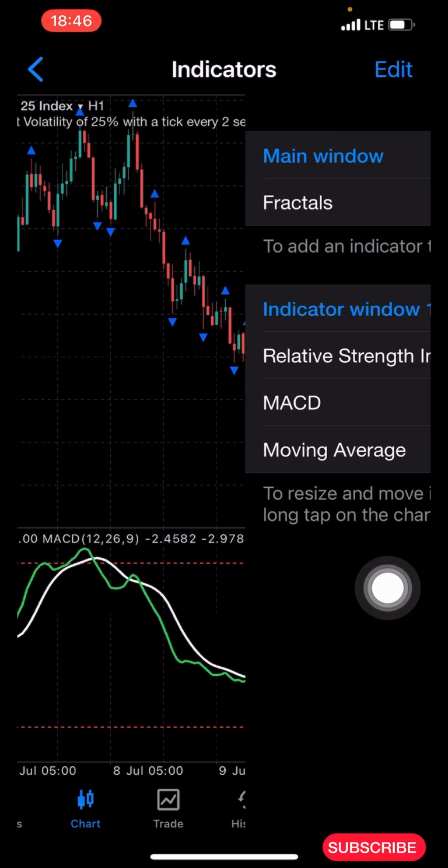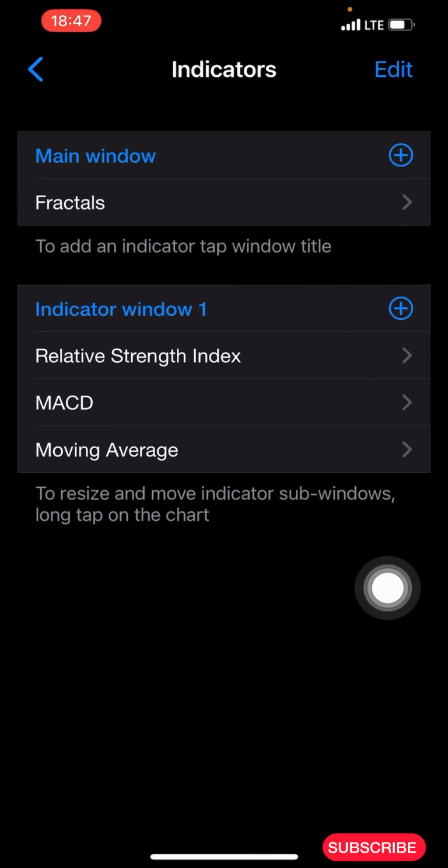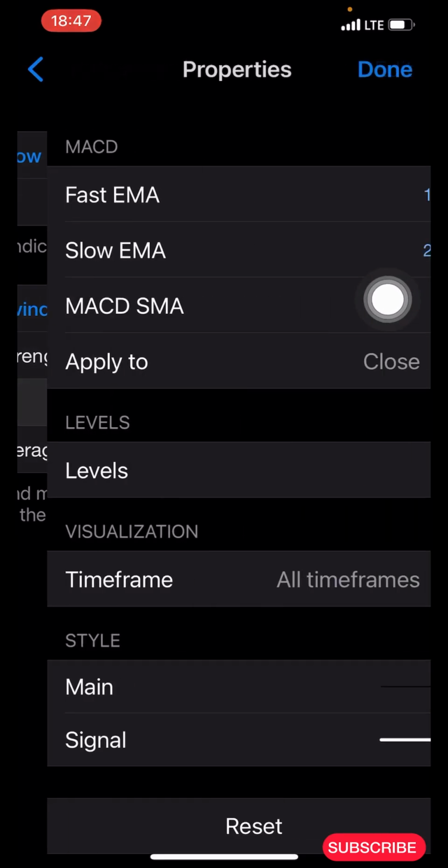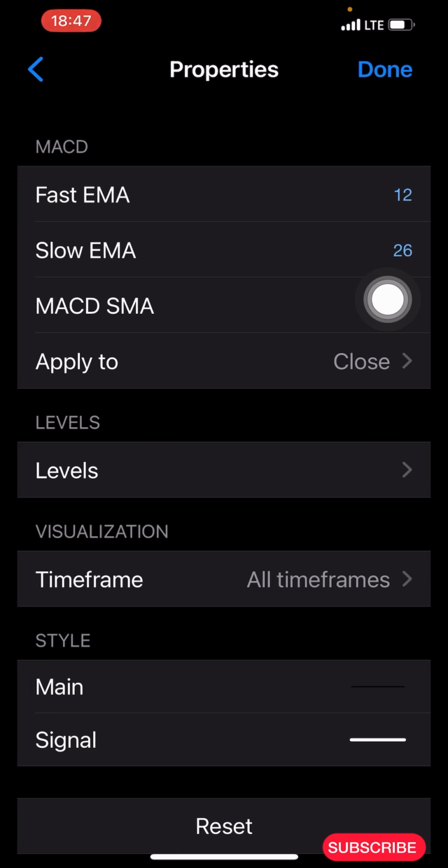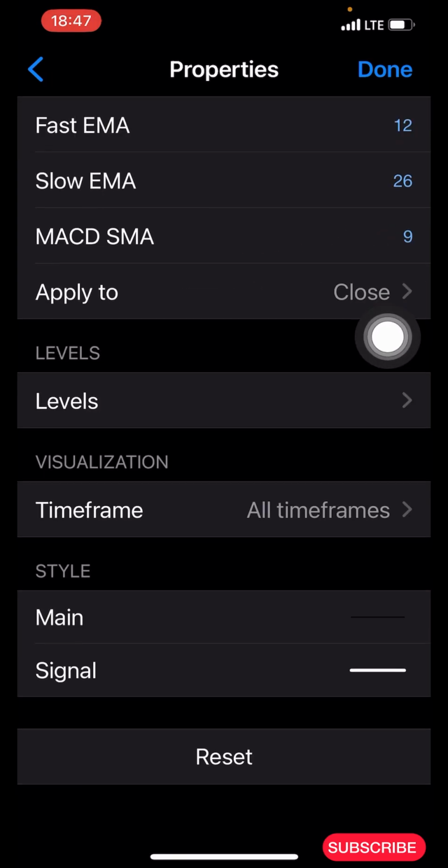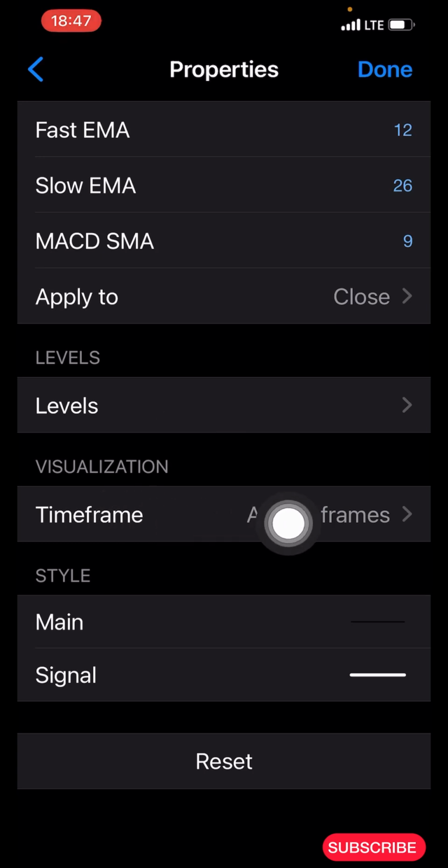Now the next indicator we have here is the MACD. You have to click on this plus icon. Once you add the relative strength index, the indicator window 1 will be formed. So you click on this plus icon now, then you search for your MACD. These are the properties for the MACD. The fast EMA is 12, slow EMA is 26, MACD SMA is 9, apply to close. The level, you leave it as it is, time frame, all time frame.